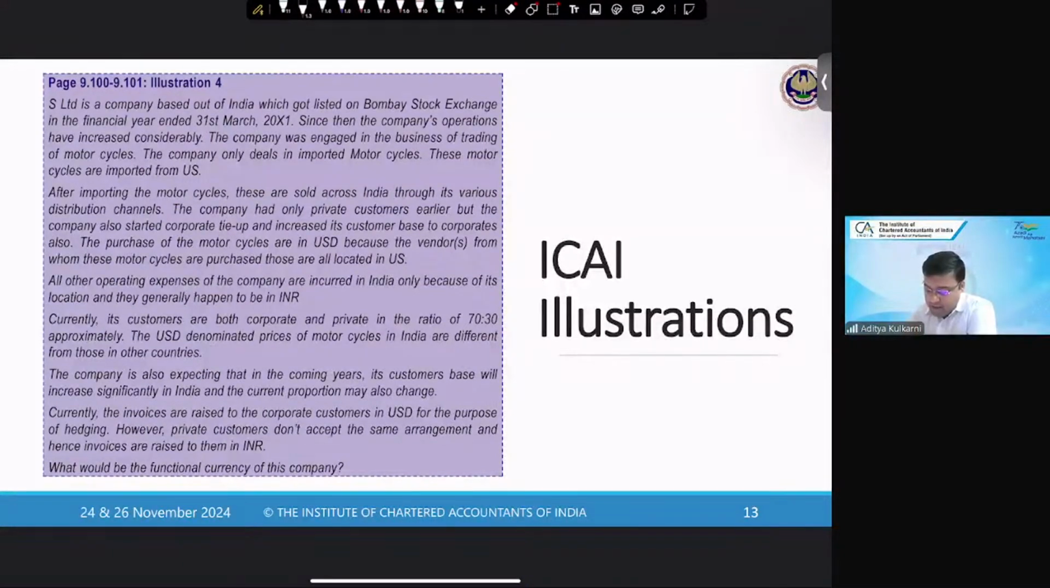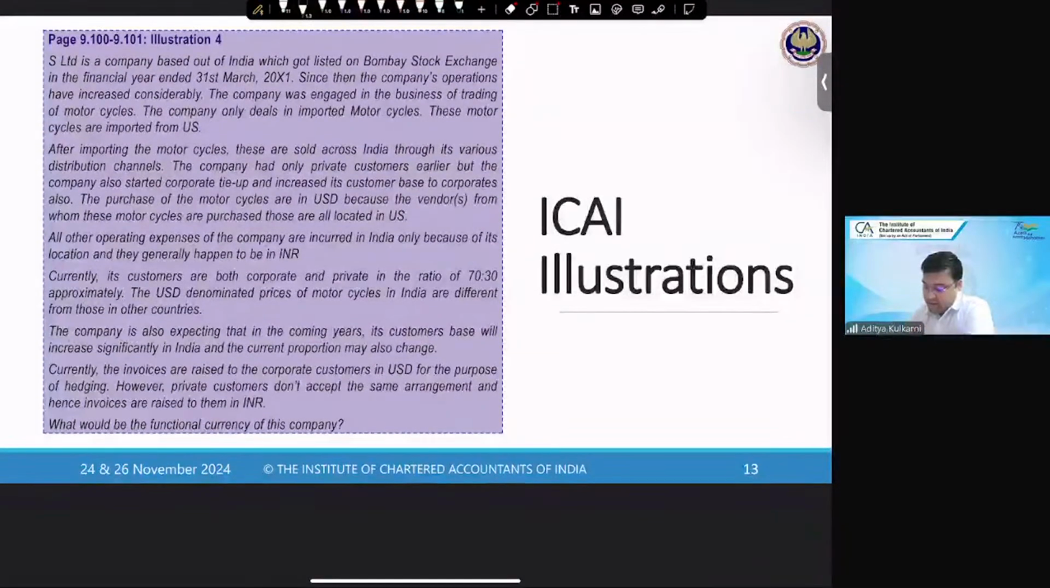USD denominated prices of motorcycles in India are different from those in other countries. The company is also expecting that in the coming years, its customer base will increase significantly in India, and the current proportion may also change. Currently, invoices are raised to the corporate customers in USD for the purpose of hedging. However, private customers don't accept the same arrangement, and hence invoices are raised to them in INR. What would be the functional currency of this company?